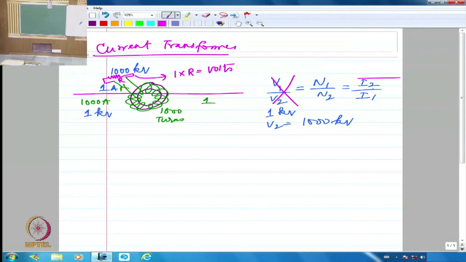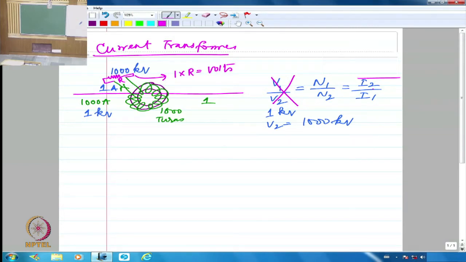Same way, in the short circuit test condition of a transformer, V2 is 0, because of which N1 by N2 equal to I2 by I1 is only valid. That cannot be equated to V1 by V2. That is not valid because V2 is 0.